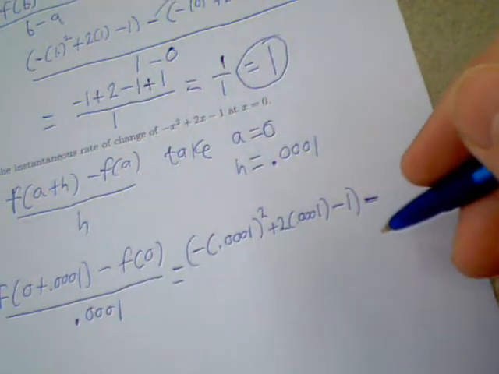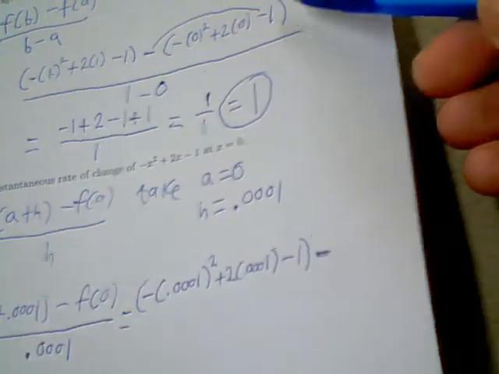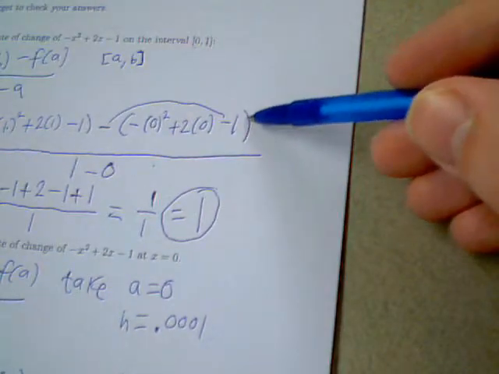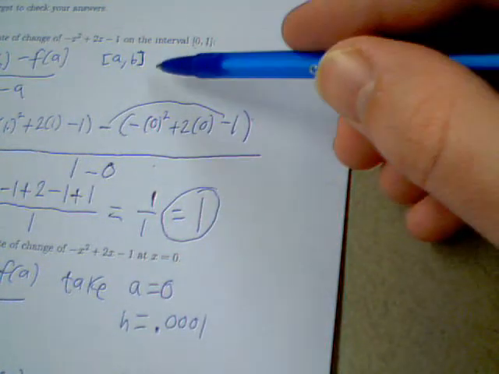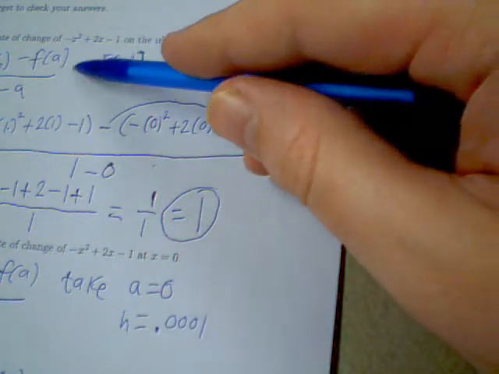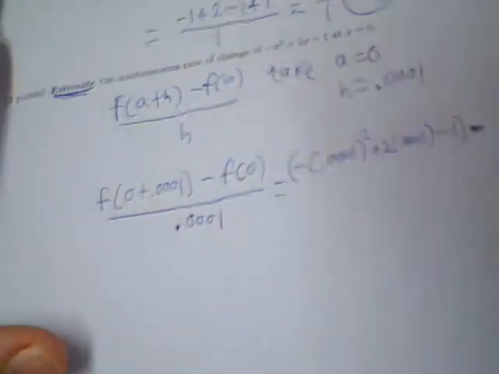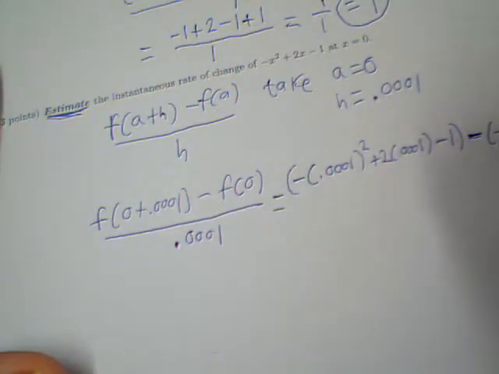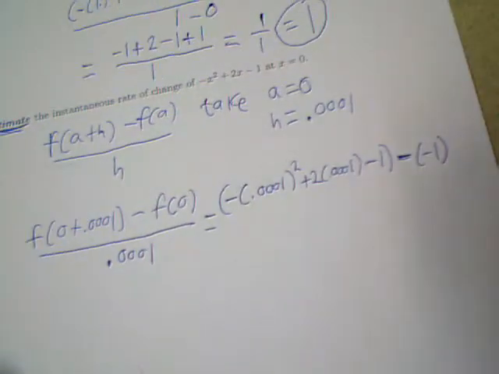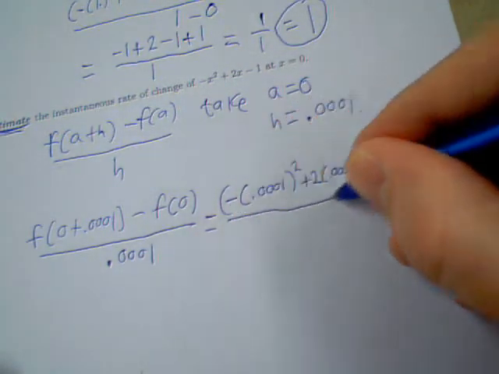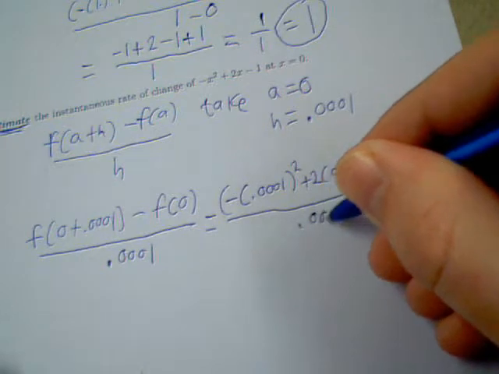minus, well, we already found f of 0 up here. So if you look up here, problem number 1, well, I had f of 0 on the right over here, so I had this guy. Well, that's just negative 1. Right? So minus negative 1. Okay. All over 0.0001.